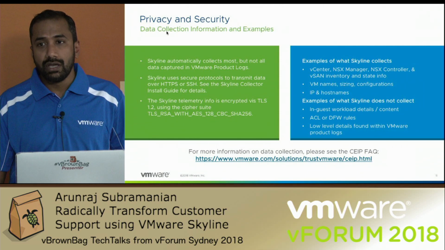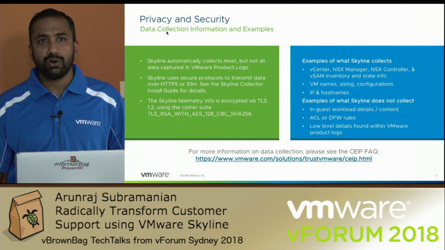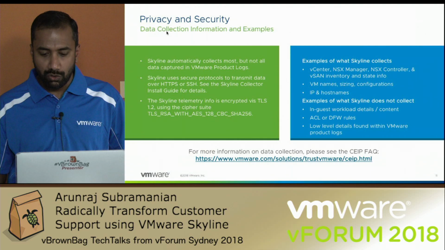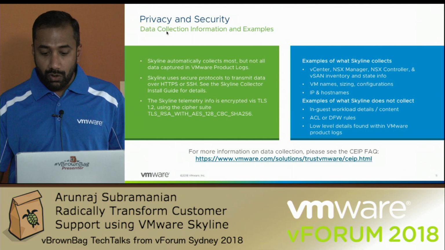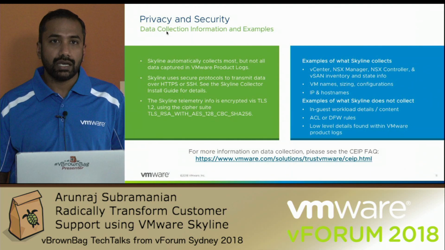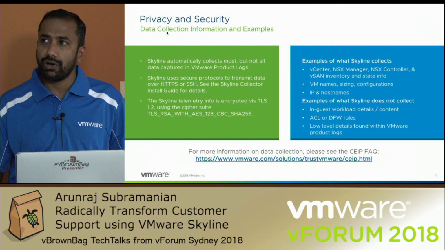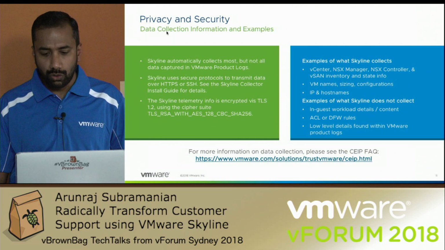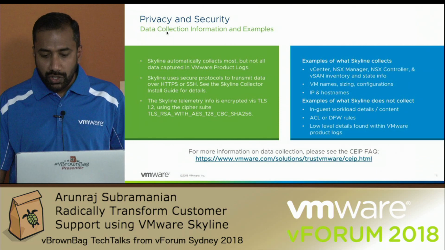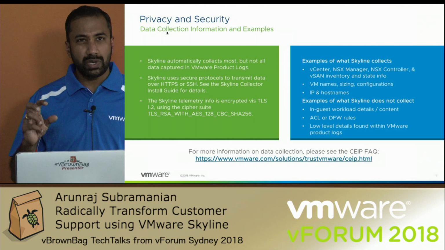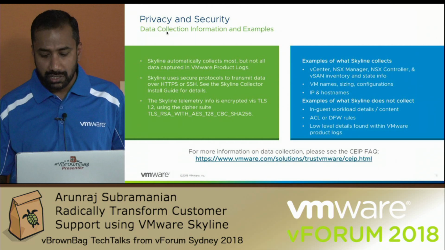Examples of what Skyline does not collect: we don't collect in-guest workload details. For example, if a VM is running SQL Server, we don't detect that it runs SQL Server, and we don't collect that data. We also don't collect any ACL, access control list, or distributed firewall rules that are created by NSX on the host. Also, we don't collect some low-level details found in the VMware product logs, which are specific to the application, the product.